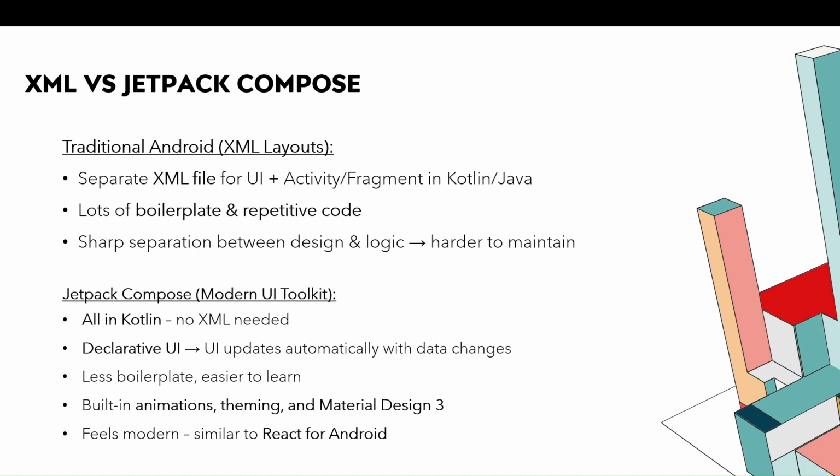Enter Jetpack Compose. This is Google's modern UI toolkit for Android. Instead of juggling XML files, you just write everything in Kotlin. The UI is declarative, meaning you describe how it should look, and Compose takes care of updating when your data changes. So why is Jetpack Compose better? It's easier to learn, requires less boilerplate, supports animations and theming directly, and works seamlessly with Material Design 3. Plus, it feels very modern, almost like writing React but for Android.